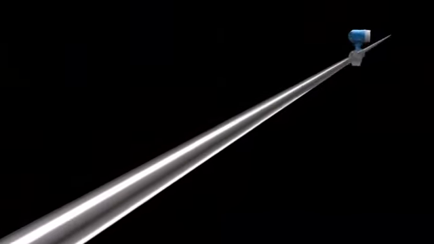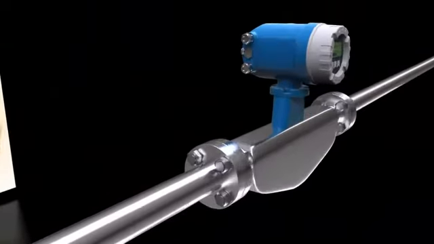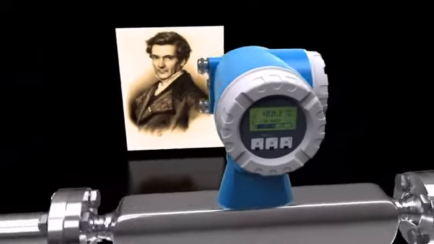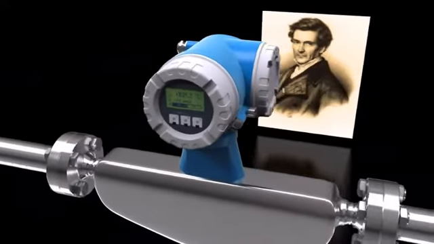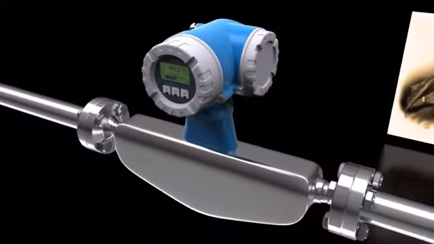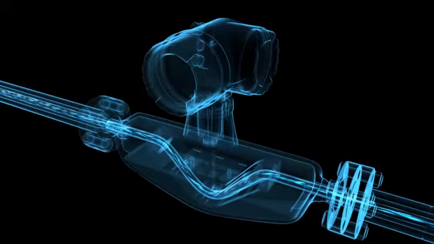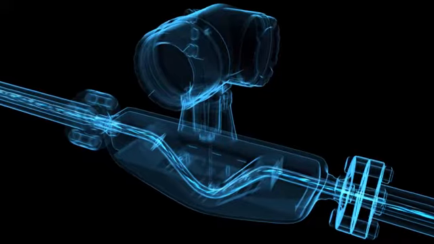The French physicist Gaspard Gustave de Coriolis set out the physical basis for this measuring principle over 200 years ago. What is interesting is that the Coriolis principle allows the flow of mass to be directly measured. Let's take a closer look at how this measurement method works.